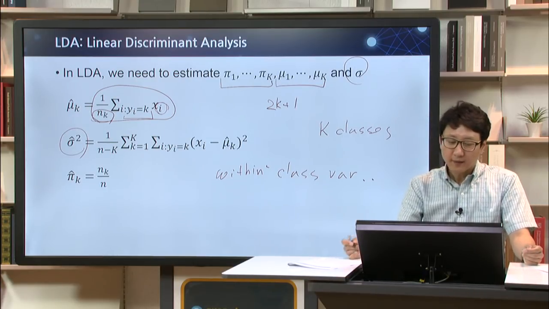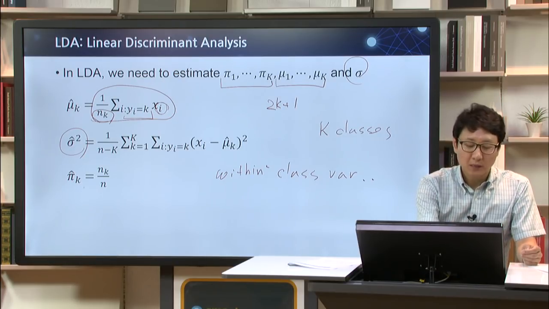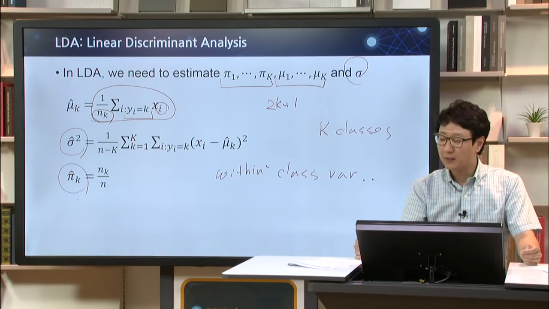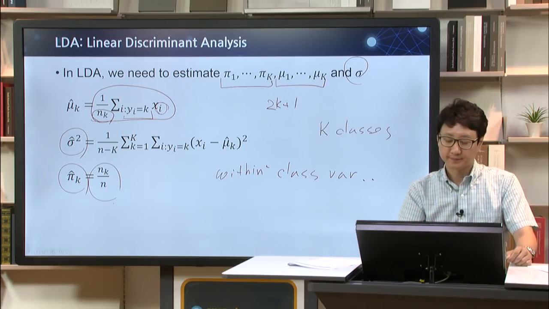Then we want to estimate the prior probability. The prior probability is simply obtained according to the number of observed samples.